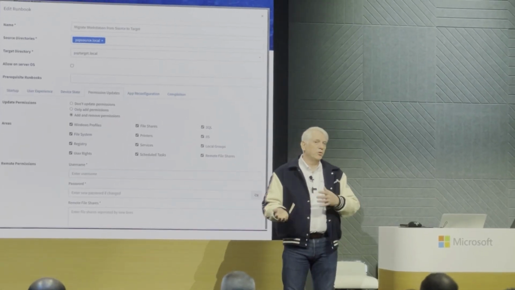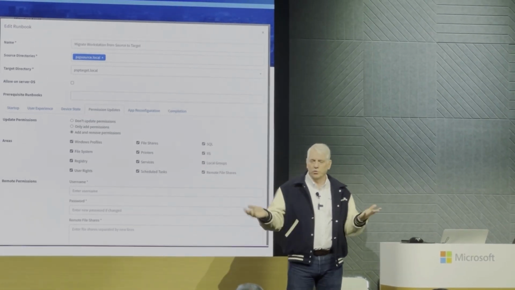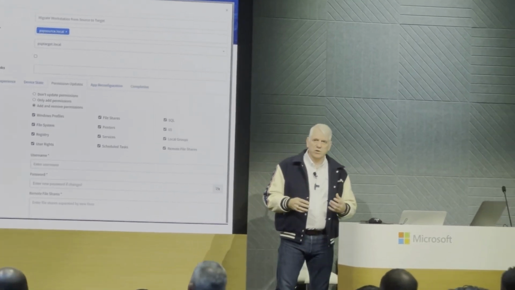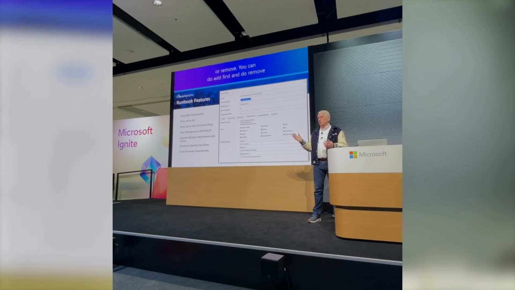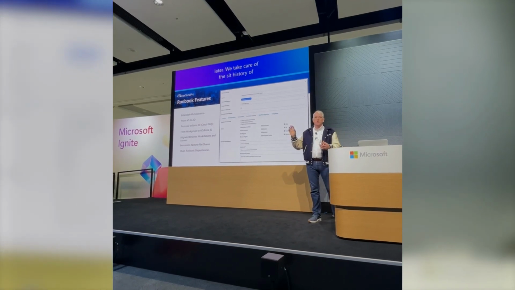You don't have to do add or remove. You can do add first and do remove later. We take care of the SID history, of course, as well. If there's a SID history SID, we upgrade that to the real SID instead.